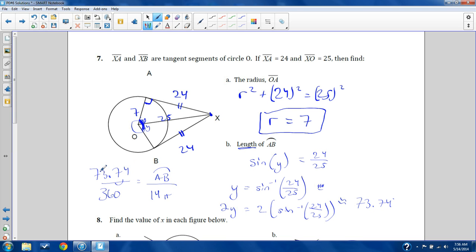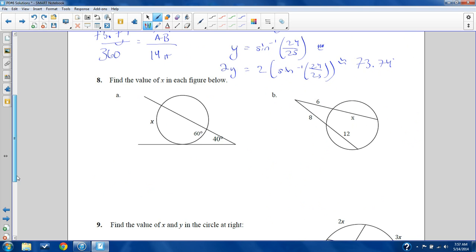Multiply both sides by 14 pi. You'll get AB equals about 9.01 units, or about 9 units. If you got 9 as an answer, I suppose that's okay as well. So 9.01. That's the length of this guy right here.